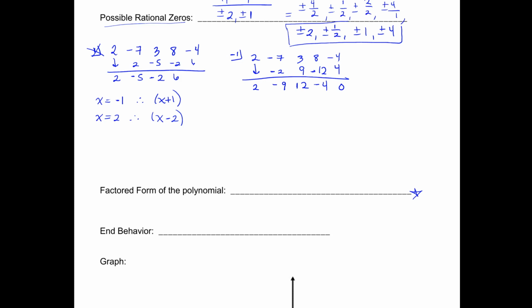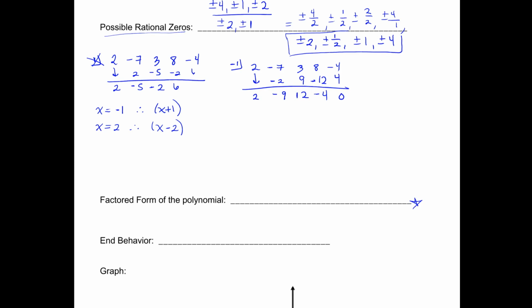So what I could do here is, for example, I have these leftover numbers. If I took my polynomial and divided by x plus 1, I would be left with 2x to the third minus 9x squared plus 12x minus 4. How could I take my partner's knowledge, that 2? I can divide again, exactly. I can divide 2 into this leftover polynomial, 2, -9, 12, and -4.